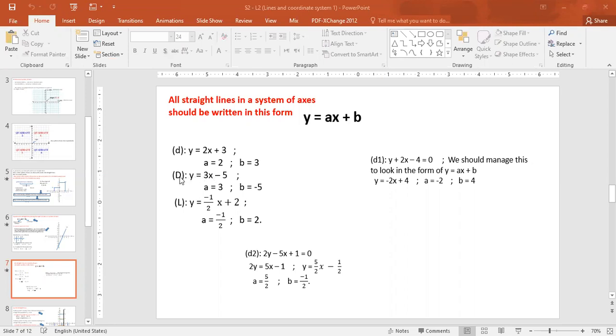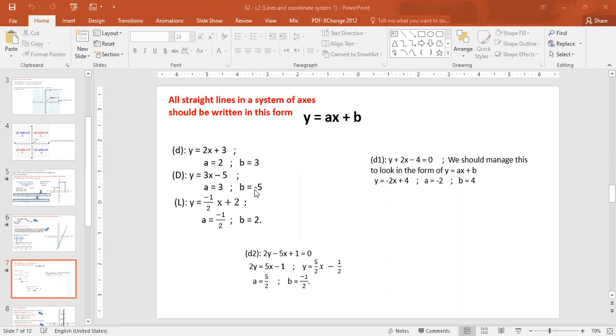Miss, line D, y equal 3x minus 5. This looks exactly like the general form. Can you tell me who's the slope? It is the number multiplied by x. So who's the slope, Lana? 3. Who's the y-intercept? 5. Is it 5 or minus 5? Minus 5. It is minus 5, thank you.